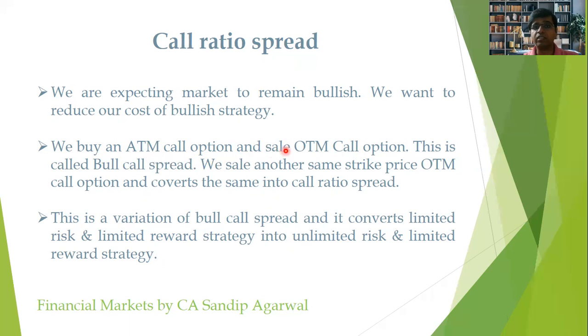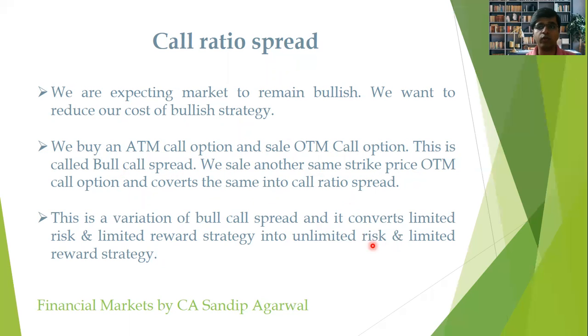Up till this point, it is called a bull call spread. But when a person sells another OTM call option of the same strike of the same contract, then this bull call spread gets converted into a call ratio spread. So this is basically a variation of the bull call spread. The bull call spread is a limited reward and limited risk strategy, but once the person sells another OTM call strike, then this strategy gets converted into an unlimited risk and limited reward strategy.